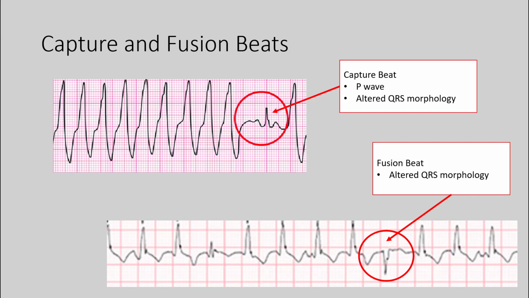On the other hand, fusion beats occur when the ventricular depolarization has both supraventricular and ventricular origins, or in other words, the QRS becomes a combination of a supraventricular beat that has occurred at the same time as the abnormal ventricular depolarization. Fusion beats also have an altered QRS morphology to that of the underlying rhythm, but don't display any preceding atrial activity.